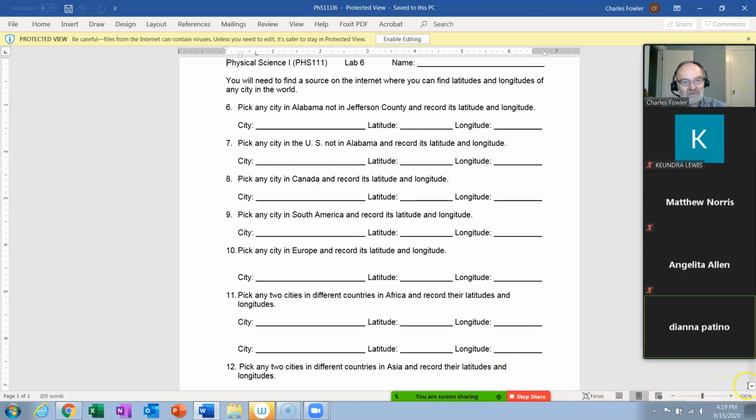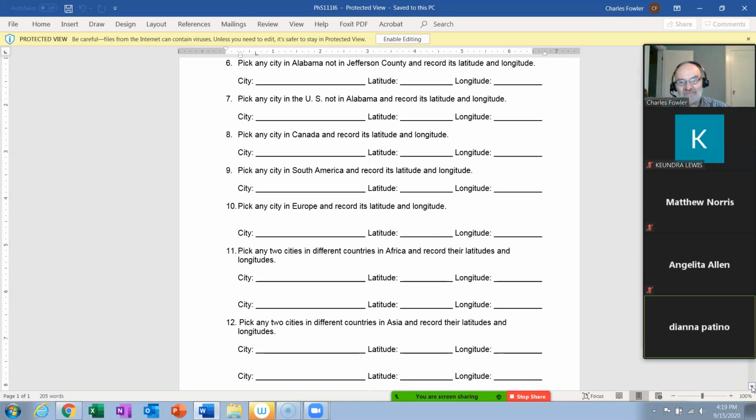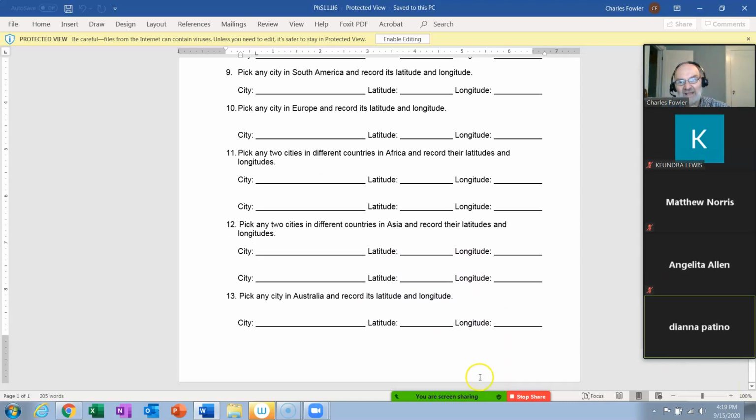Then go to Asia. Pick any two different cities in different countries in Asia. And that would be city, comma, country. Be sure you put the country down for anything outside of Canada and the U.S. The latitudes here are all going to be in the northern latitudes. The longitudes are mostly going to be in the eastern longitudes. Could be a few in the west, but I doubt it.